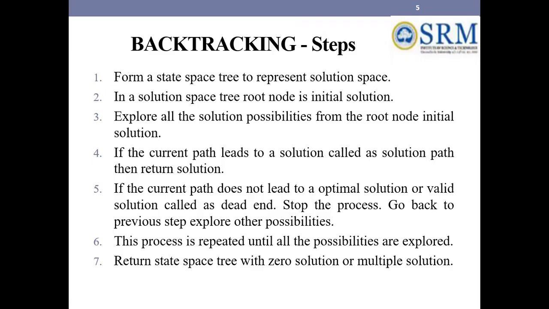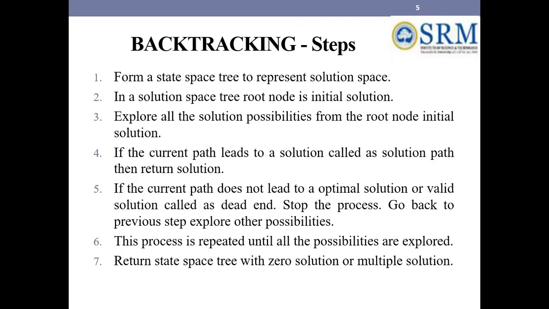So we have the initial node, that's the root node. The root node is the initial solution. From the initial solution, explore all the possibilities to find the next level. Explore all the possibilities for the root node to go to the next level. Then from level 1, explore all the possibilities to go to level 2. If the current path leads to a solution, it is called a solution path.